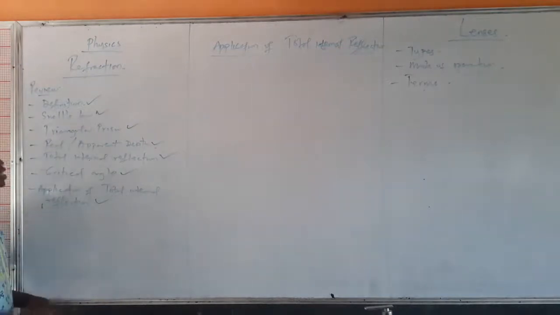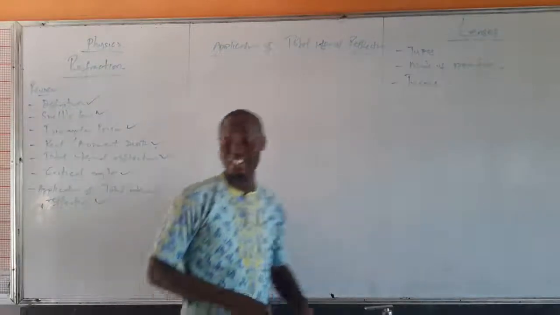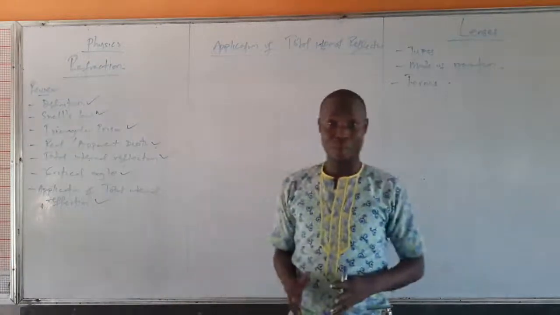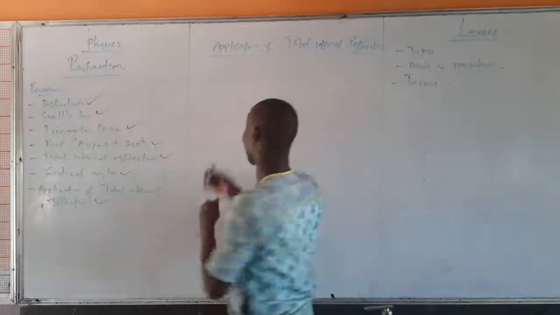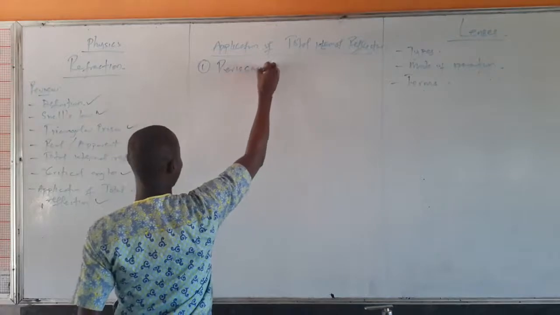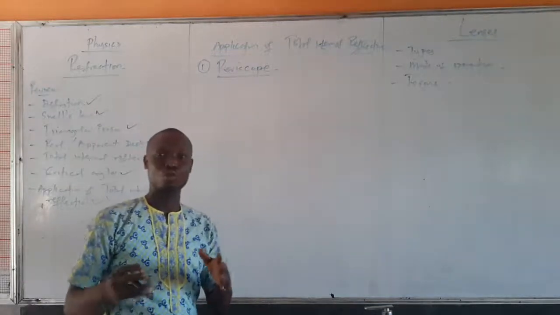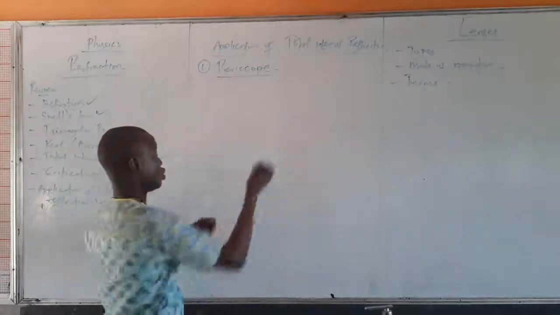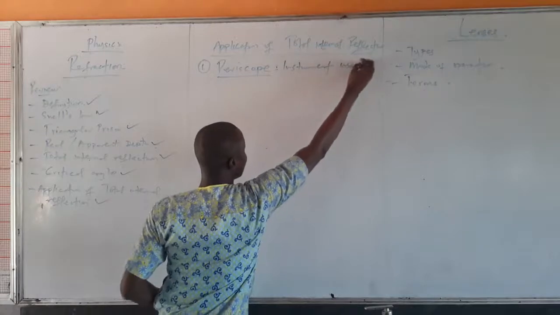The last part of the refraction of light we are going to talk about is the application of refraction of light. What are the applications of refraction of light in our daily lives? One of the basic applications is in the periscope. I know you still remember what a periscope is: an instrument used to view over an obstacle.